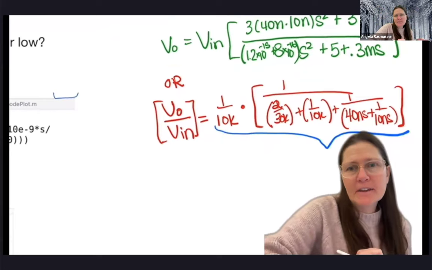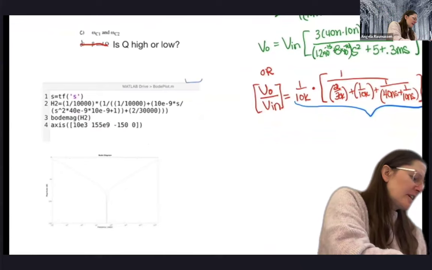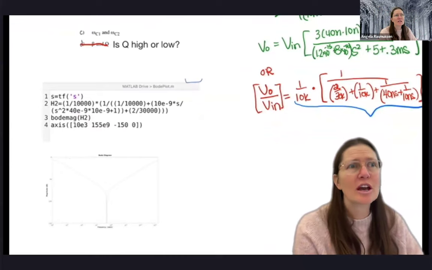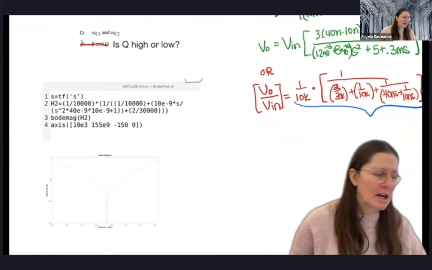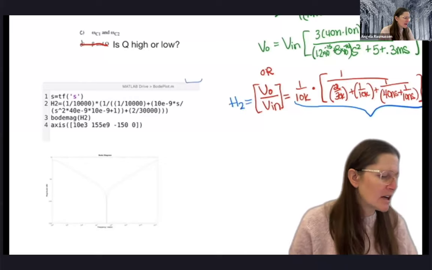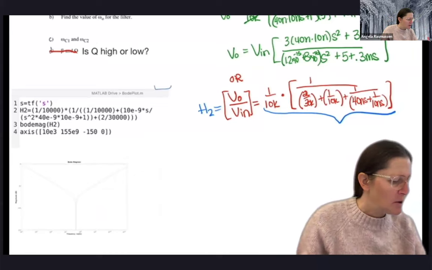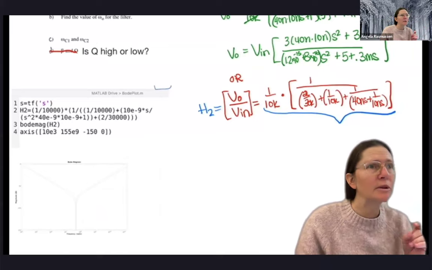So this form here is what you plot. And if you wanted to just put it into MATLAB, this would be the syntax. So you define S as a transfer function variable. So you say S is equal to the TF, meaning transfer function variable S. And then H of S will be my equation. And so I put 1 over 10,000 K times the 1 over 2 times 30 K plus 1 over 1,000 or 10,000 K. Yeah, it would be 5 over 30K would be fine.